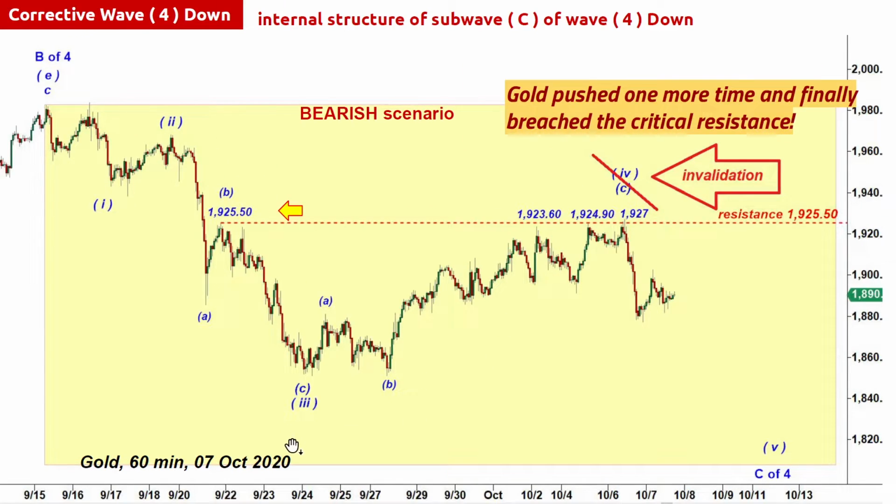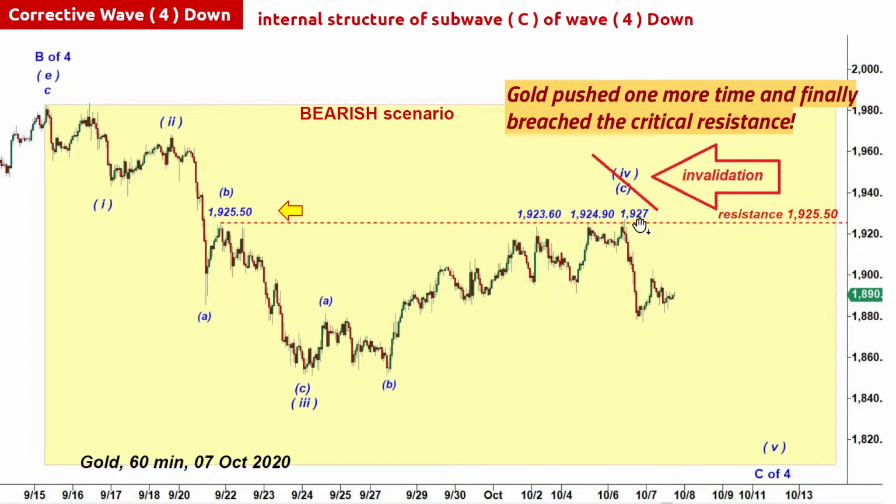And finally, on October 7, after the very first push, a very promising push down for bears, look what happened. Gold pushed high again, and then again the first push, actually it was the second push, did not manage to violate the resistance. It stopped at 1924.90, just 60 cents below the critical resistance level. But shortly after that, another push finally violated that resistance. At that moment, you can confidently say that the bearish scenario was dead. We call it invalidation of the count.